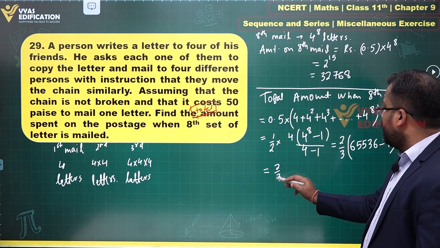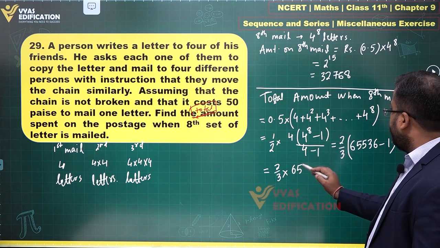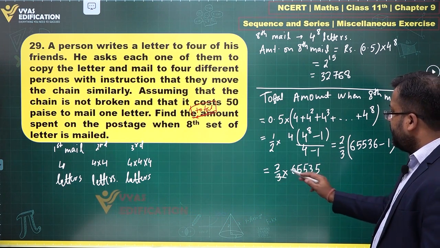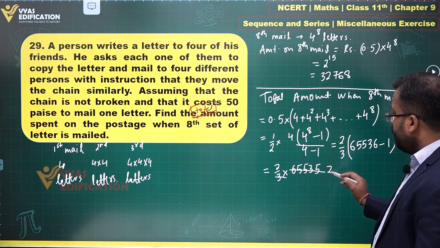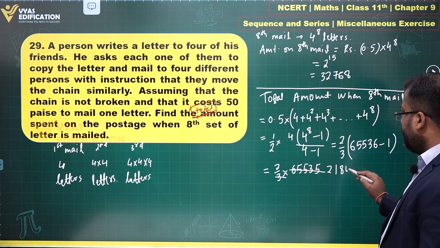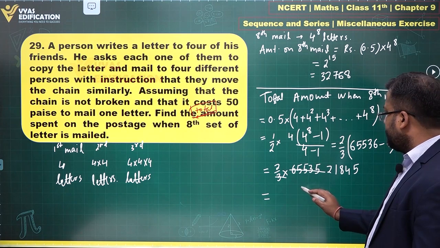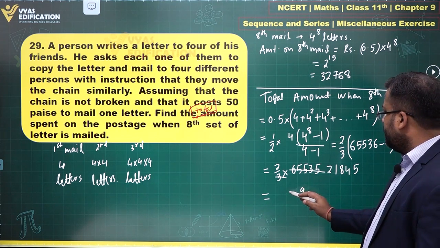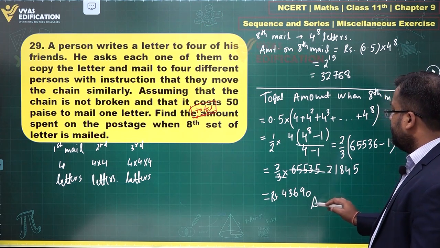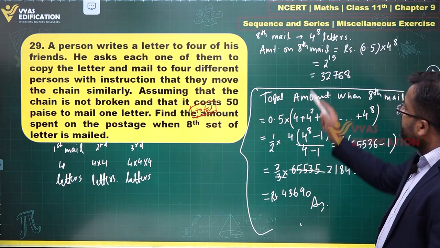2 by 3 into this amount, 65535. 15 goes with 3, this becomes 21845, which is multiplied by 2, and it becomes 43690. That's the amount. That's the other possibility. If the person is asking the total amount, this is the solution.